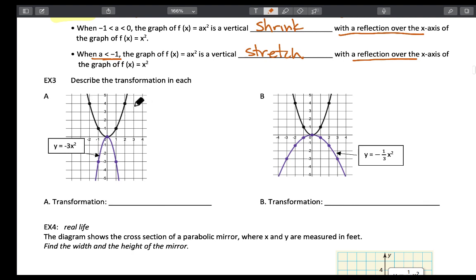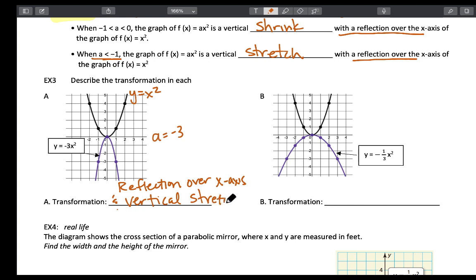In black, I have my parent function of y equals x squared. And the blue is my transformed. This one here, my a value is -3. So there is a reflection. You can see now that it opens down, that parabola opens down. That's a reflection over the x-axis, and it is a vertical stretch.